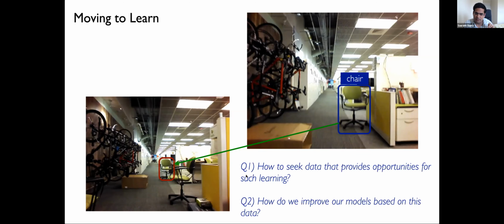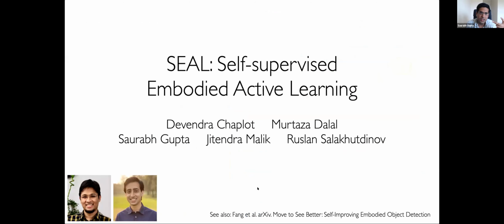So this is the basic idea, and basically there are questions of how do you seek data that provides opportunity for such learning, and how do we improve models based on the data that we have acquired? These are the two questions that we tried to answer in this recent work that was led by Devendra Chaplot and Murtaza Dalal at CMU.